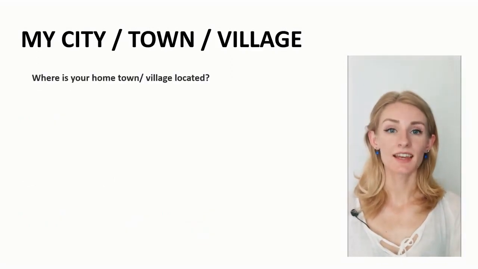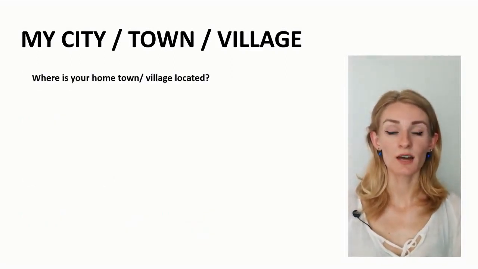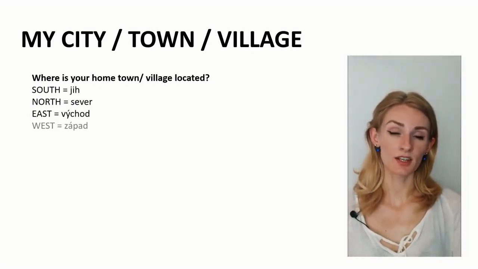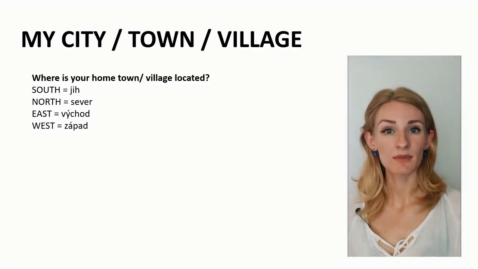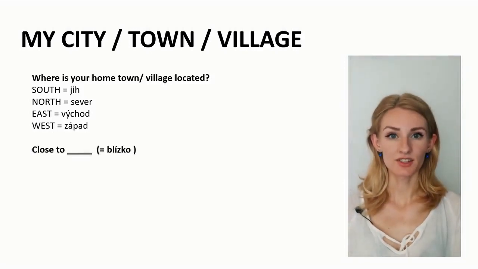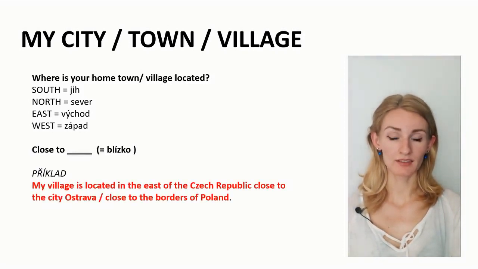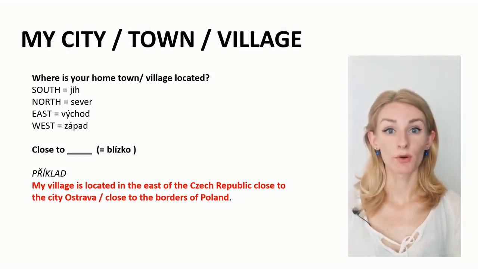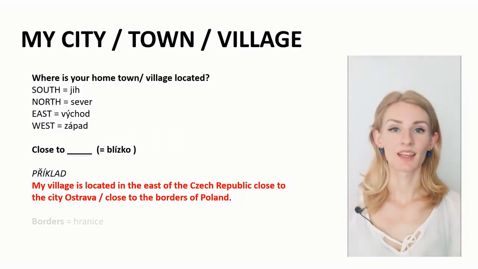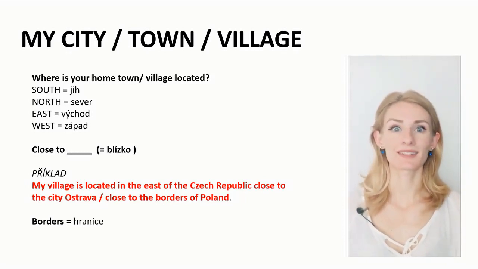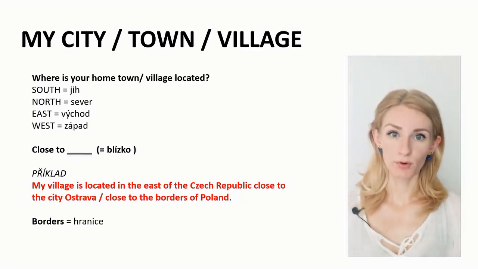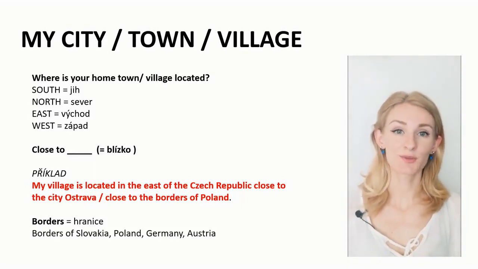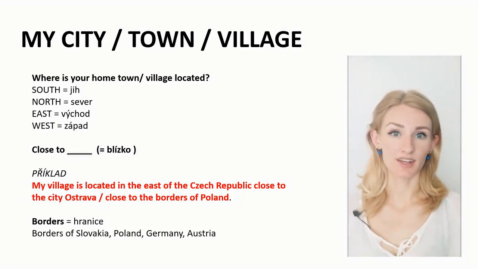Now the second sentence is the location. Where is your hometown or home village located? Is it in the north, south, east or west of the Czech Republic? Is it close to some specific city? My village is located in the east of the Czech Republic, close to the city Ostrava, or close to the borders of Poland. So we can mention close to some city, or if you live close to the borders, hranice, you can mention also the borders of Poland, Germany, Slovakia or Austria.